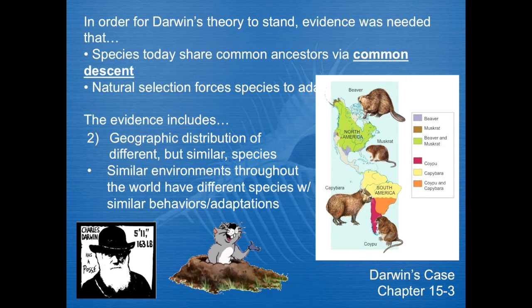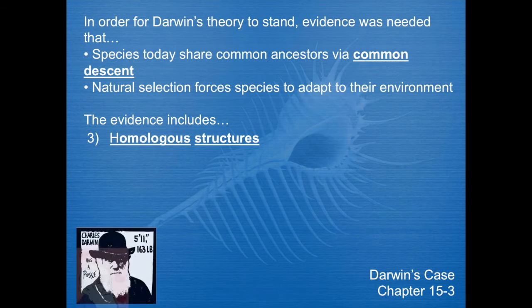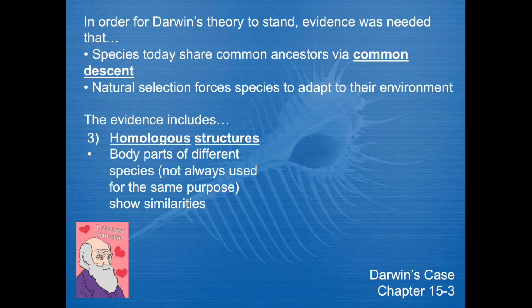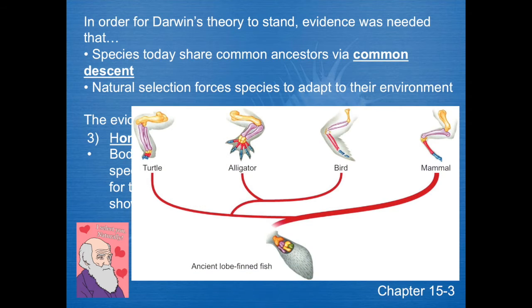All right, and then homologous structures are a very popular form of evidence. Basically, homologous structures are body parts of different species that aren't always even used for the same purpose, but do show similarities. So if you look at these different species, the turtle, alligator, bird, and mammal, they are obviously strikingly different, but if you pay attention to their front limb, there's a big bone, two parallel running bones, and three sets of bones beyond that. The alligator: big bone, two parallel bones, and then three sets of bones beyond that. Just as much as it's in the bird and even in the mammal. And if we were to look at our arms, we'd say the same thing.